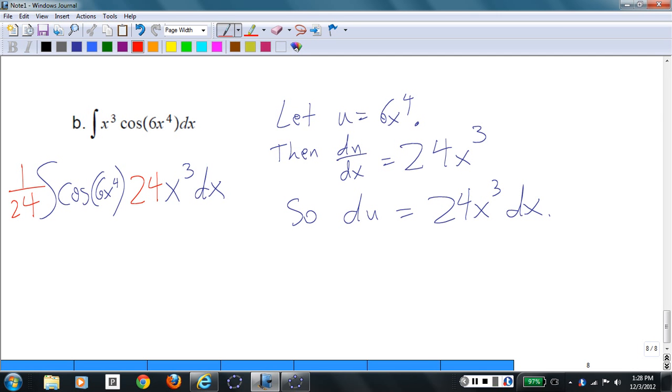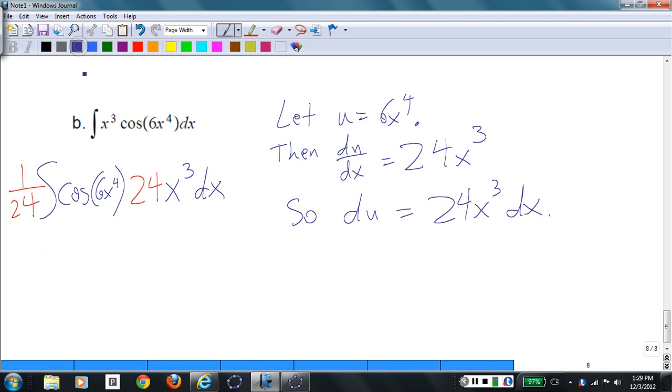Now it should be noted, if I needed a 24x to the fourth, I'm out of luck. Because I'm not allowed to put a 24x on the inside and a 1 over 24x on the outside. That's illegal. I can't get by. Even Santa Claus won't let me get by with that. Because I can't move x's inside and outside the integral. That's not allowed. But constants, yes, we can do that all day long. We can move constants in and out. So 24 on the inside, 1/24 on the outside, and we're good.